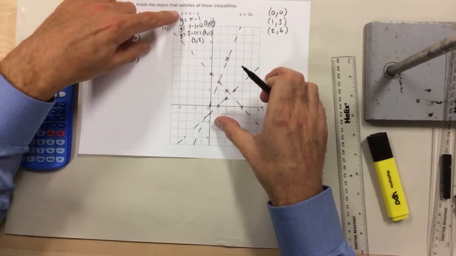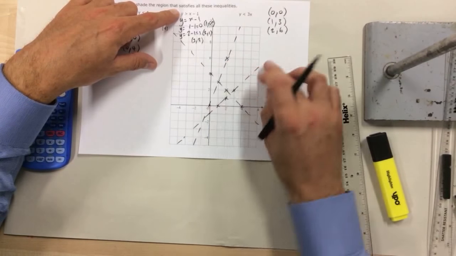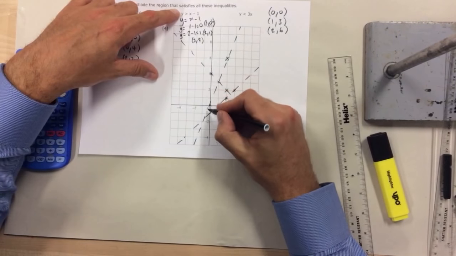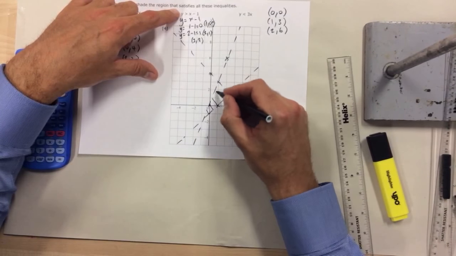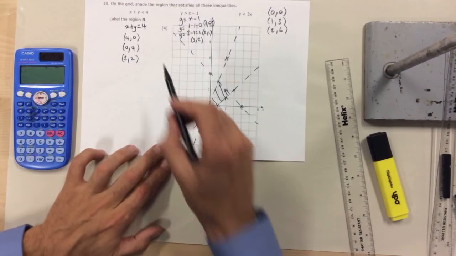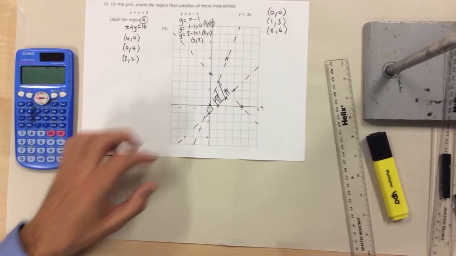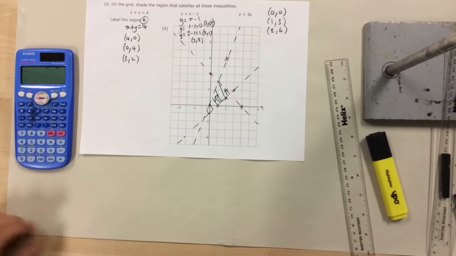And looking at the middle one, we want the y values that are above. So the ones that are above this particular line. So the final thing to do is that the region that we're after is that triangle in there. Label the region R. Just to make it clear to your examiner, that region is in there.